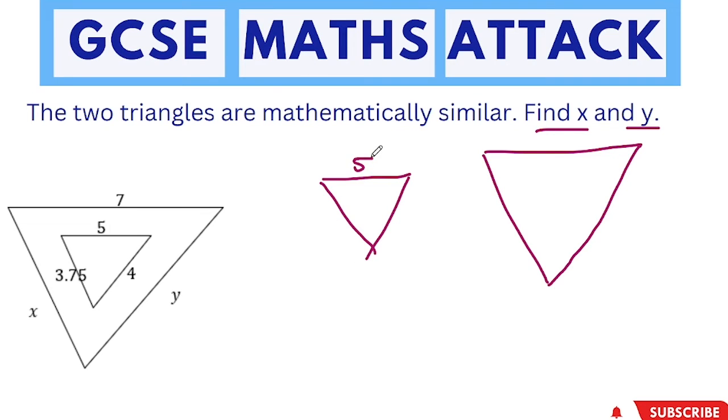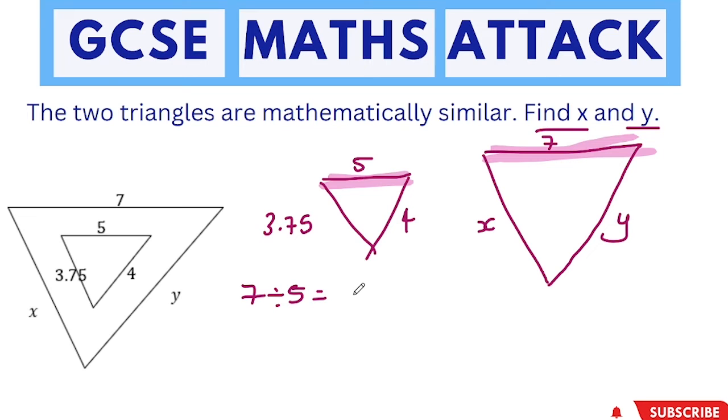So this is 5, this is 4, this is 3.75, and I can see that this is 7, and I can see that this is x, and this is y. The first thing I need to do is work out the two sides which are corresponding. I can see this side and this side are corresponding over here. So the first thing I need to do is 7 divided by 5. If I do 7 divided by 5, I'll get 1.4.